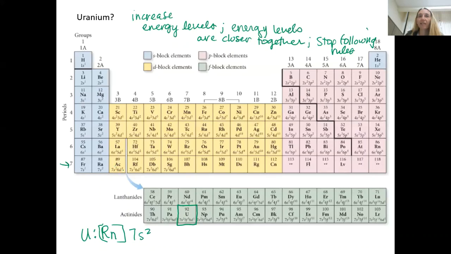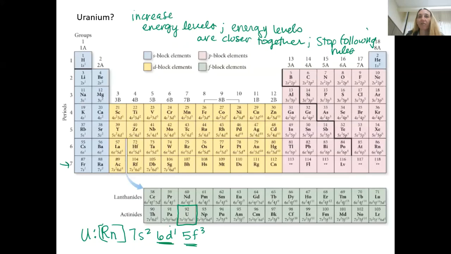And then notice that like the 6d's come in. So 6d1, and then 1, 2, 3, 5f3. Okay, and so uranium actually is that 7s2, 5f3, 6d1, right? But this d right here is in there because those energy levels get really, really close together. And so as we go down the periodic table, it kind of stops following the rules and the 6d comes in when it really kind of shouldn't with the f's.